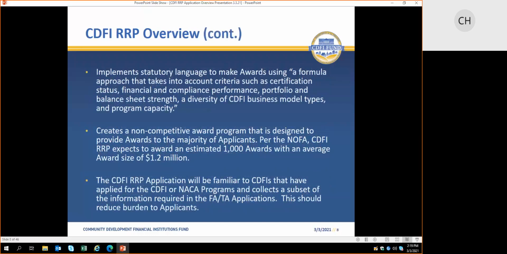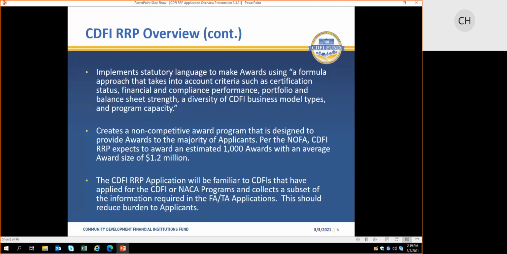The CDFI RRP implements statutory language to make awards using a formula approach that takes into account criteria such as certification status, financial and compliance performance, portfolio and balance sheet strength, and the diversity of CDFI business model types and program capacity. It creates an award program that's designed to provide awards to the majority of applicants. Per the CDFI RRP NOFA, we expect to award an estimated 1,000 awards with an average award size of $1.2 million.